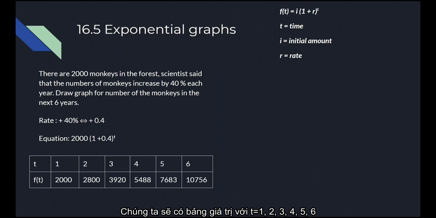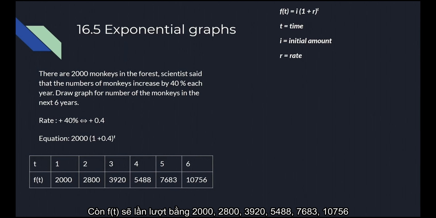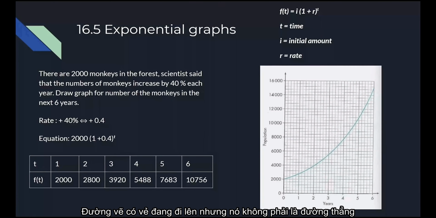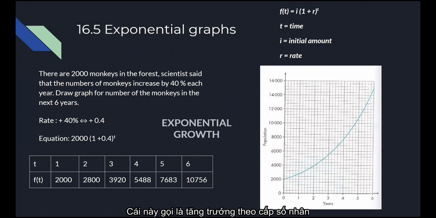We will have this table over here where t is equal to 1, 2, 3, 4, 5, 6, and f(t) is equal to 2,000, 2,800, 3,920, 5,488, 7,683, 10,756. Therefore, we can draw this graph over here. You can see that the line is going up, but it is not a straight line. This is called exponential growth.